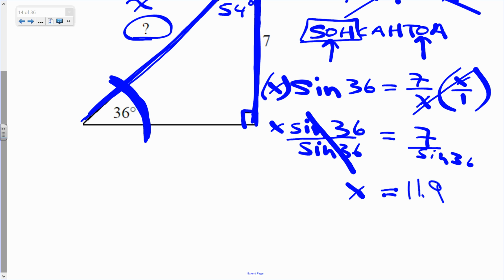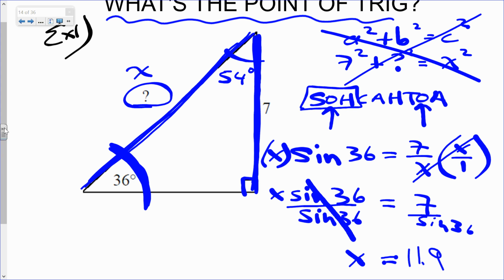Check it out. We just solved for the hypotenuse, right? That was the division. We solved for this side using trigonometry. We didn't have to use the Pythagorean theorem. This side is 11.9. So all we had to work with was an angle and one side, and we were able to solve for the other side using trigonometry.